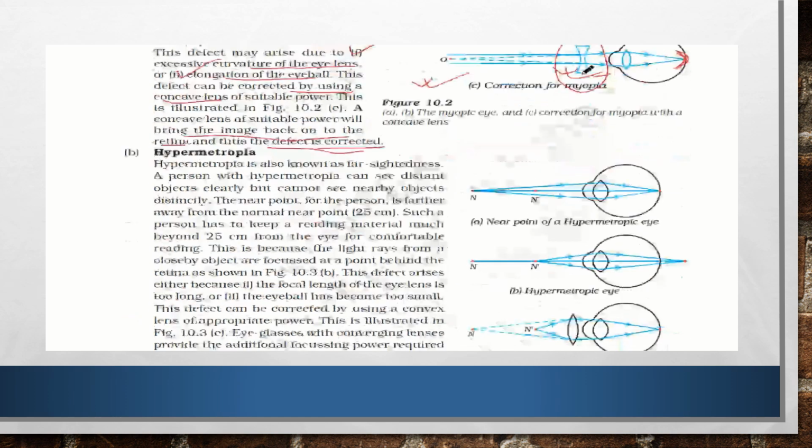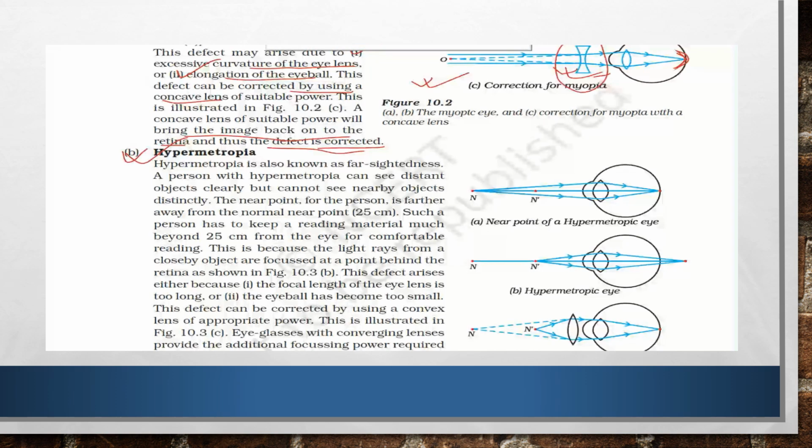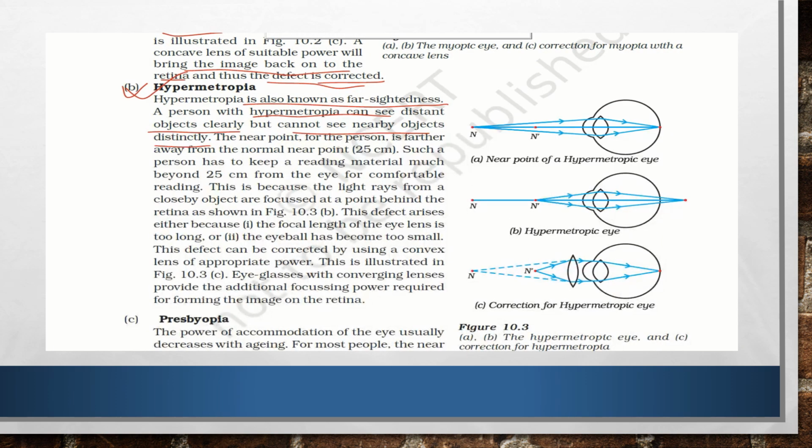Now we will move on to hypermetropia, right? So now we move on to hypermetropia. Hypermetropia is also known as farsightedness. Here what happens? A person with hypermetropia can see the distant objects clearly, but they cannot see the near objects distinctly. So here what is happening? The near point for the person is farther away from the normal near point. So the normal near point should be here, but the person is seeing the normal object here, so it is farther away. So the reading material must be kept beyond 25 centimeters.